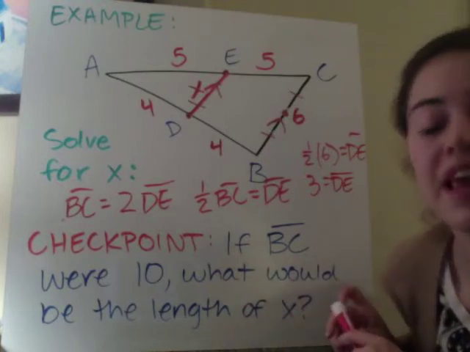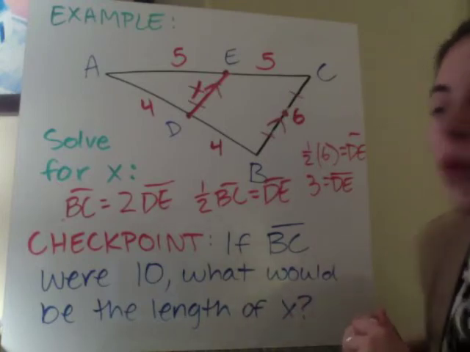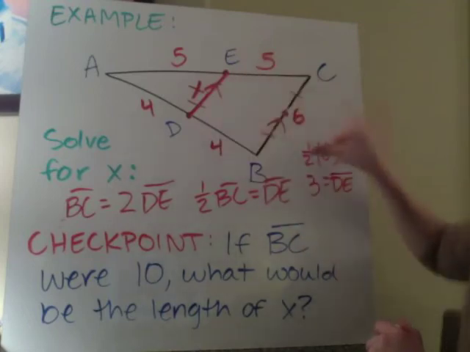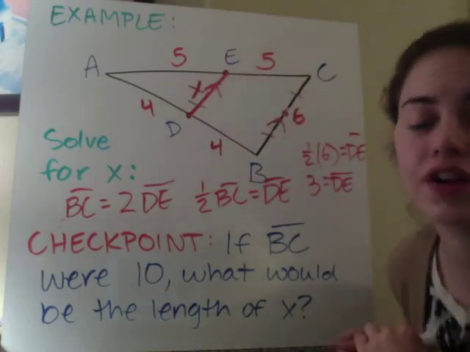Checkpoint question. If BC were 10, what would be the length of x? So instead of 6, this measure is 10. Go ahead and find x.